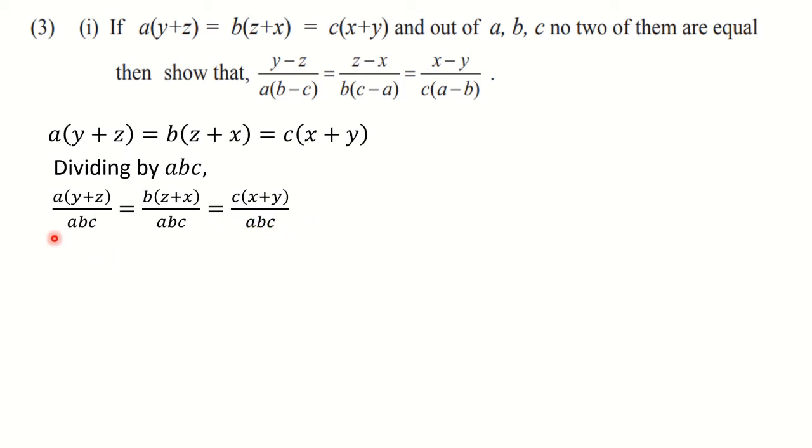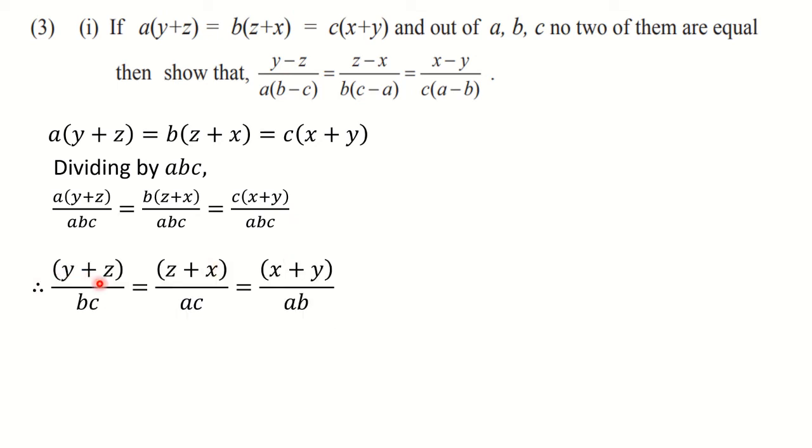Now when you do this, you will find that a and a get cancelled in the first ratio. In the second ratio b and b get cancelled, and in the third ratio c and c get cancelled. So we get the new ratios as (y plus z) upon bc is equal to (z plus x) upon ac is equal to (x plus y) upon ab. Now you will observe that we got the required variables a, b, c here in the denominator.